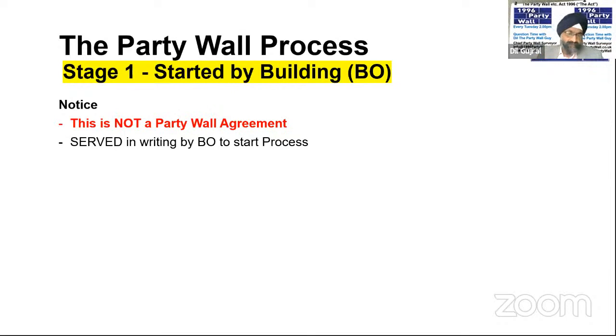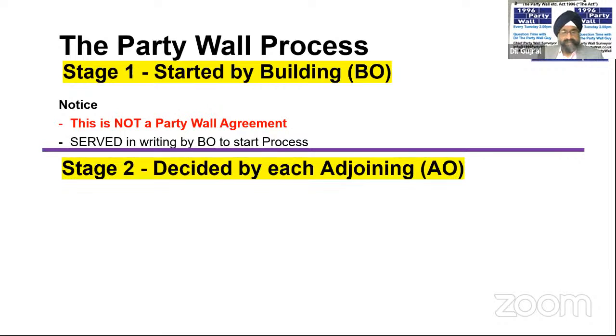This is not a party wall agreement. Please. You need to be aware of that terminology because when you're communicating with other people, I'm not telling you off. I'm just saying you need to clarify your understanding. Yeah. Stage 2 is decided by the adjoining owners. Now, they can choose the following options.